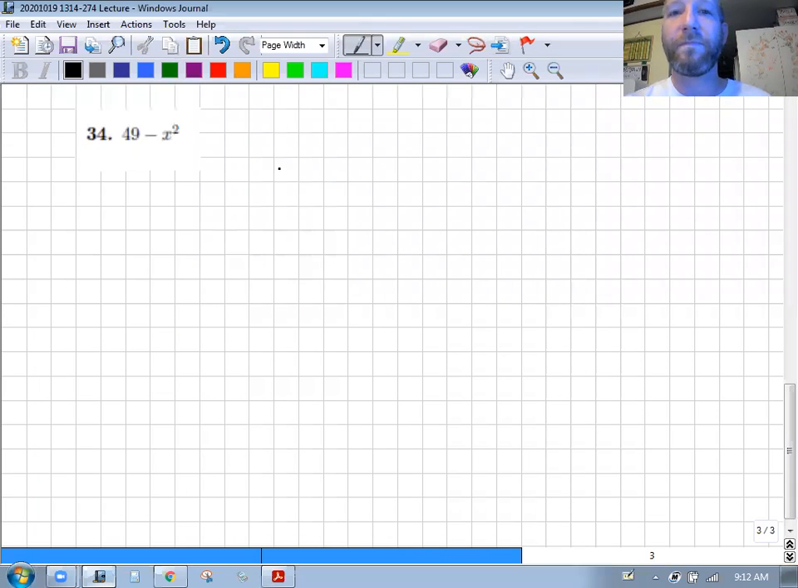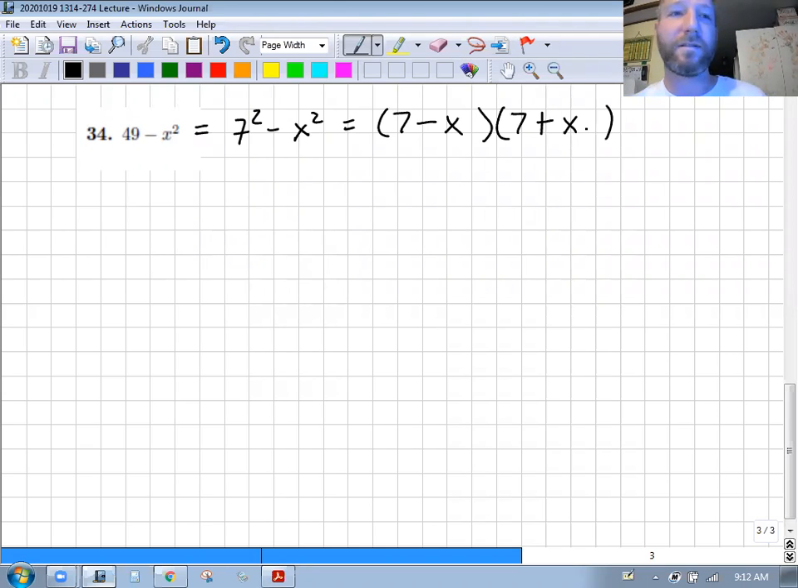Number 34 here. This one's straight up difference of 2 squares. This is 7 squared minus x squared. So we could write this as 7 minus x, 7 plus x.